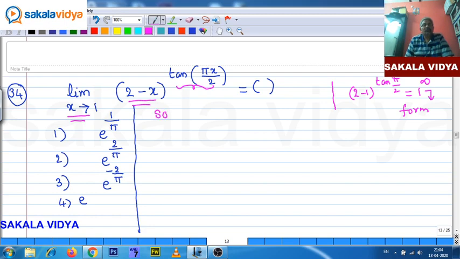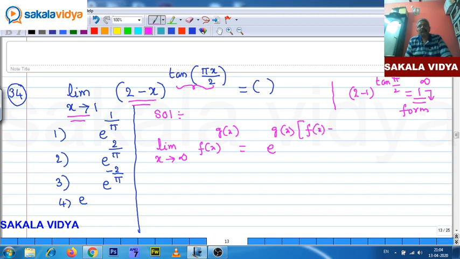So, now we have one formula, let me discuss. Limit x tends to infinity, f of x to the power of g of x, which is in the form of 1 to the power of infinity, we can write as e to the power of limit x approaches infinity of g of x into (f of x minus 1). You remember this shortcut.